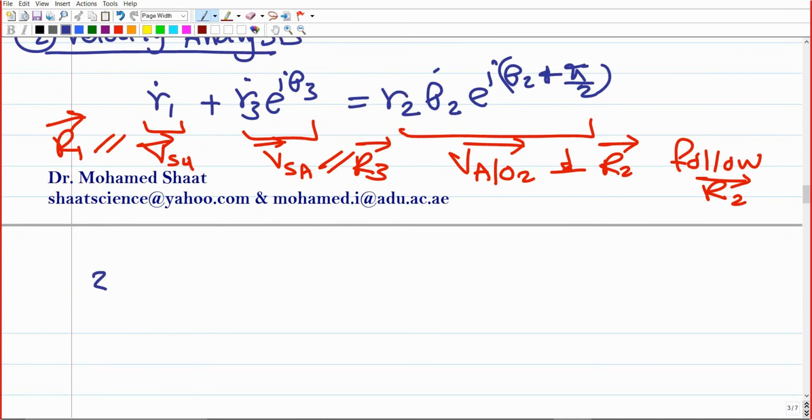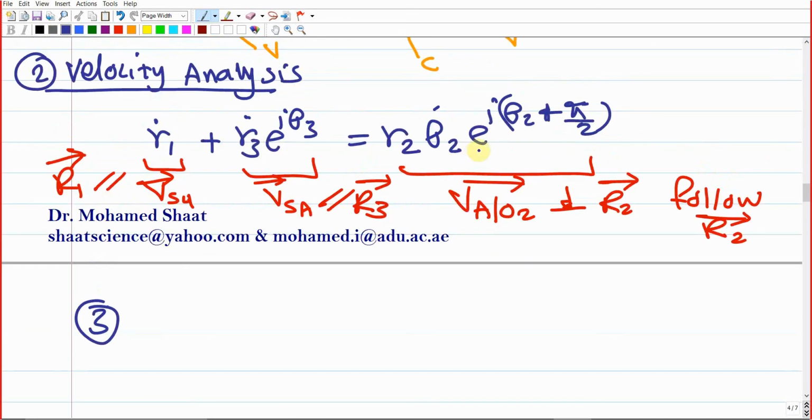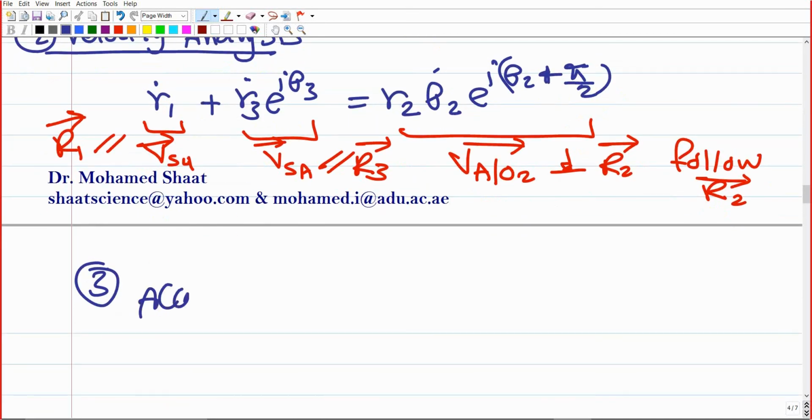This is for the velocity. For the acceleration, we're gonna do one more derivative for this one. This is the acceleration analysis.